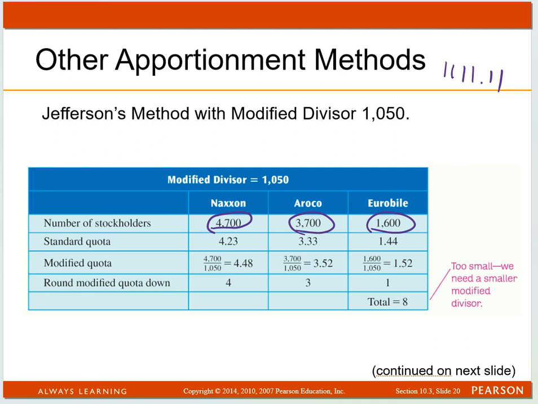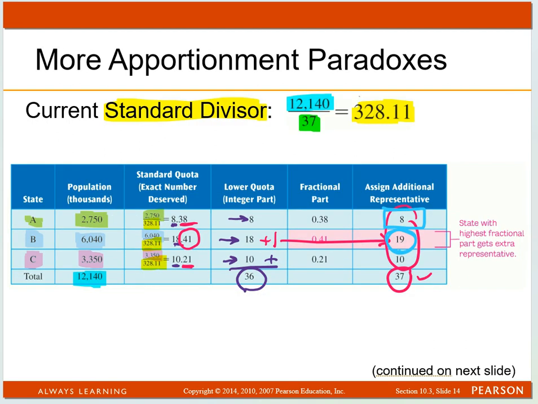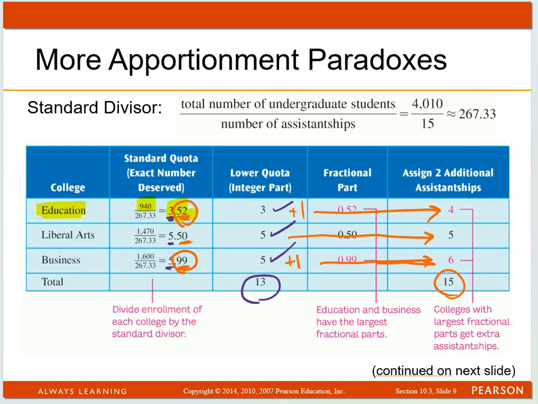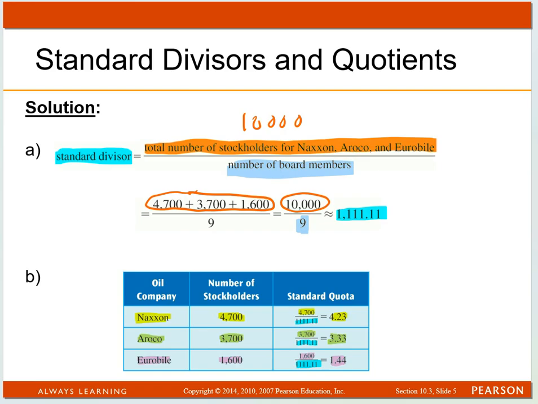But anyway, I can see there's the 4,700, there's the 3,700, there's the 1,600. And they already did the modified divisor, which was the 1,111.11. And where the heck was that? I know we did it earlier because I remember that number. Oh, there it is. We did it here, and they were using Hamilton's method. So Hamilton would have used 4 and 3 and 1. 4, 3, and 1 only adds up to 8, right? There's not all the 9 there.